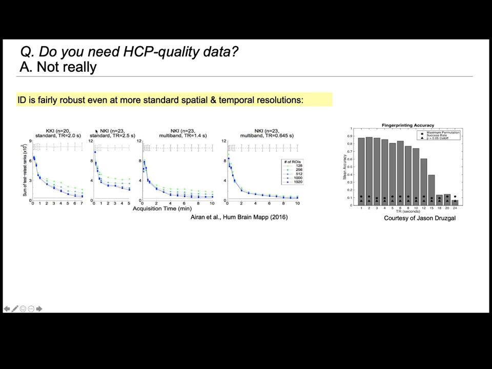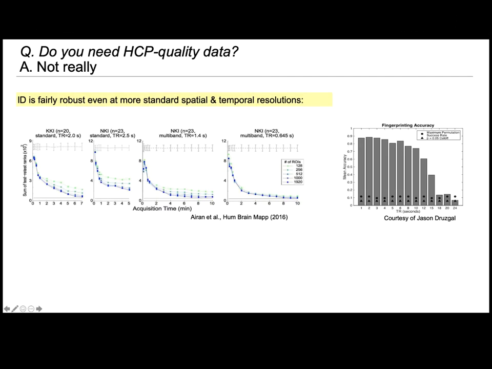I'm not going to go through these in too much detail, but basically these 4 graphs are different spatial and temporal resolutions. Here the y-axis is actually lower is better, so lower is higher identification rate, and really the main thing seems to be acquisition time, which is on the x-axis here. So the longer you scan someone, the better you're able to characterize them and the better your identification rates will be.